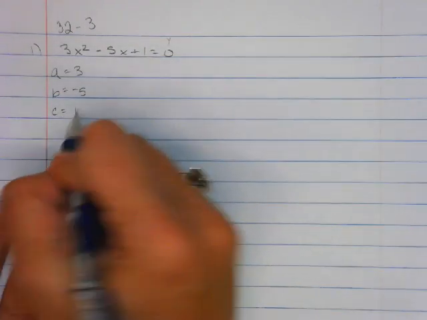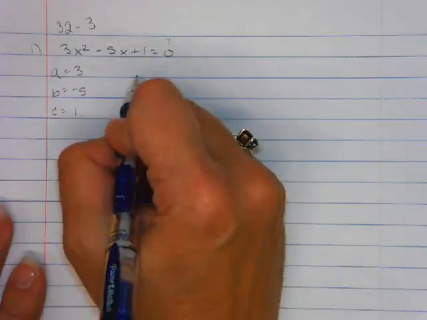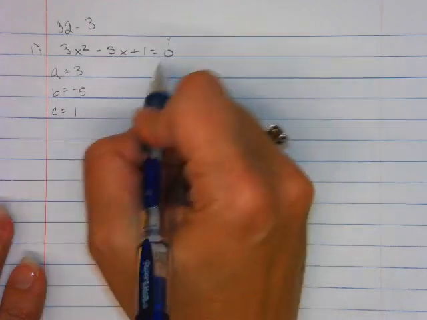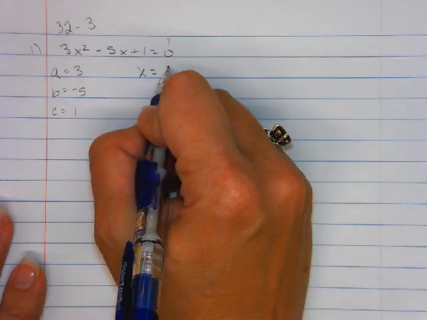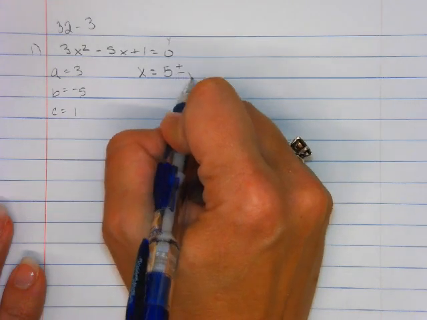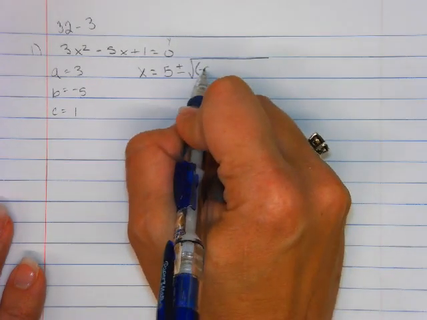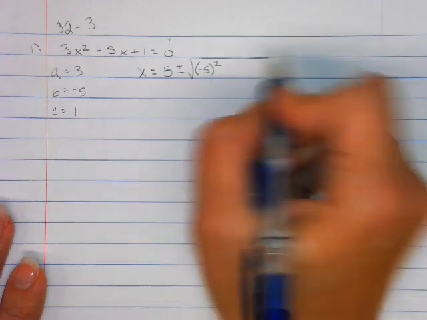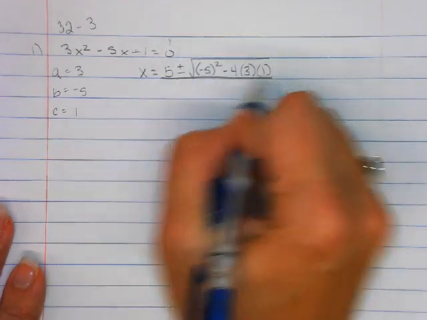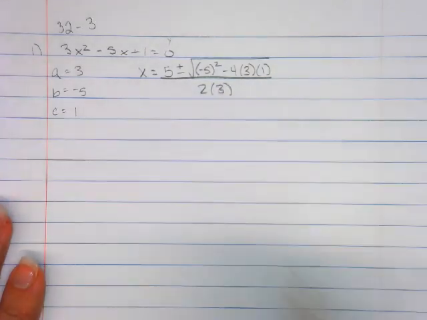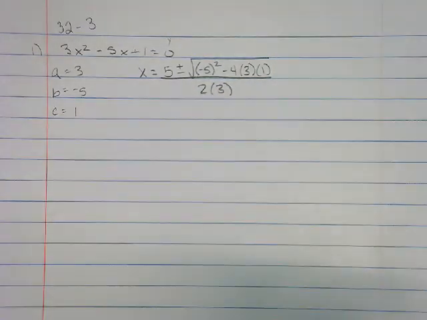Make sure you keep your signs, then we can plug it in. B is already negative, right? So what happens to it? Becomes a positive. Plus or minus the square root. Remember, we always put that squared number in a parentheses. 4 times a times c all over 2a. Is there anyone who doesn't understand where these numbers came from?